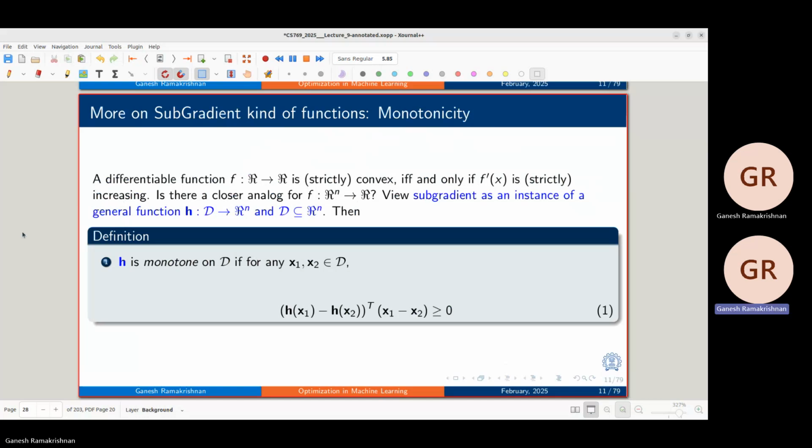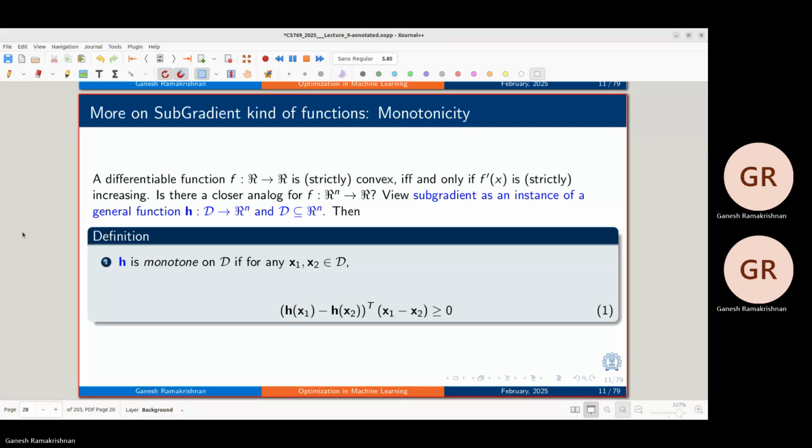Think about it. Is this over? We are not saying component-wise that each element of H has to increase. That's what would happen in F. If F is convex, F is convex if and only if F dash is increasing. Here we are not saying that each component has to increase, but we are saying that H(x1) minus H(x2), basically the difference of the two subgradients, should be in the same direction as the difference of the two vectors.